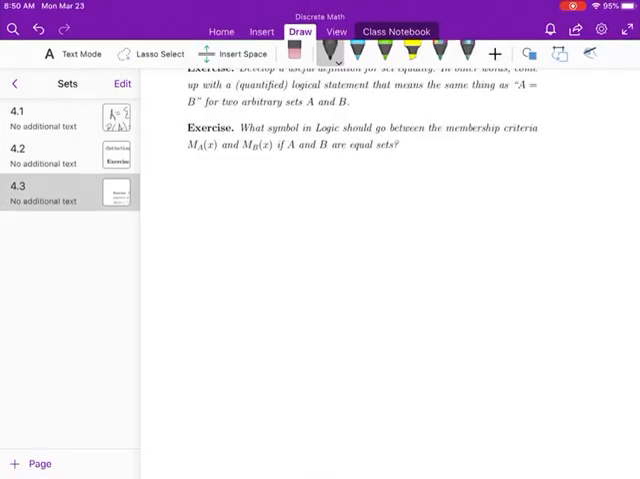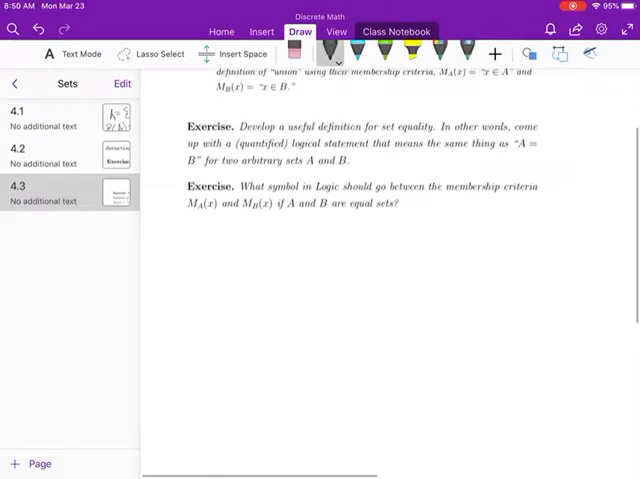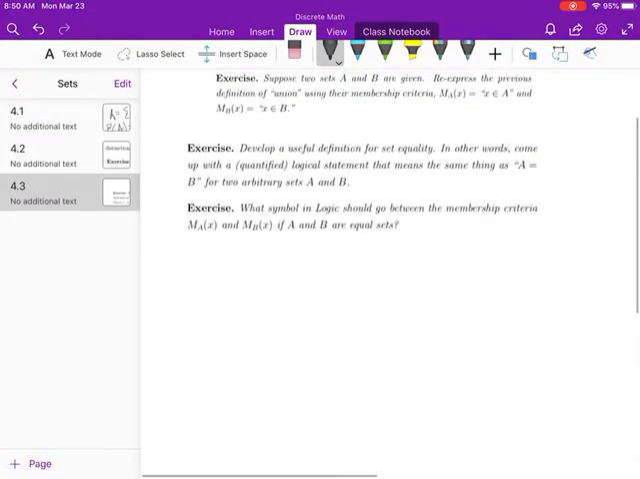Okay, what I'd like to do is talk about a few of the exercises in 4.3 that are here and kind of go over some of them. So the first one I'm going to do says: suppose two sets A and B are given. Re-express the previous definition of union.